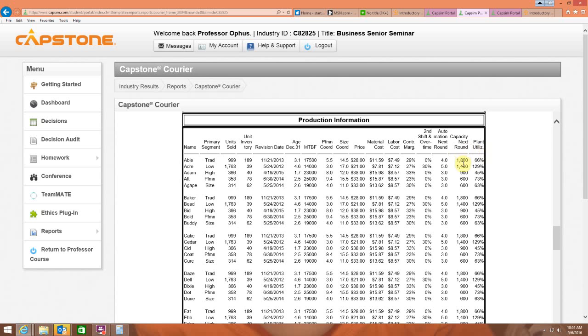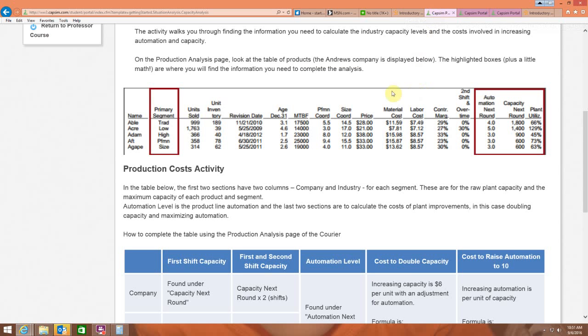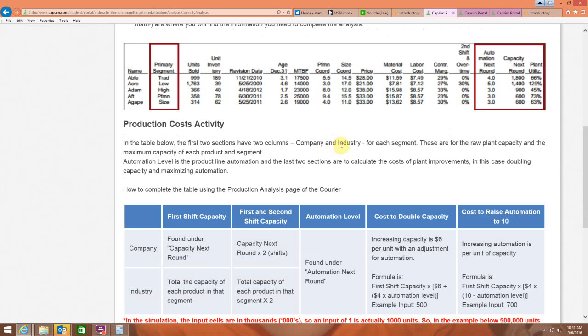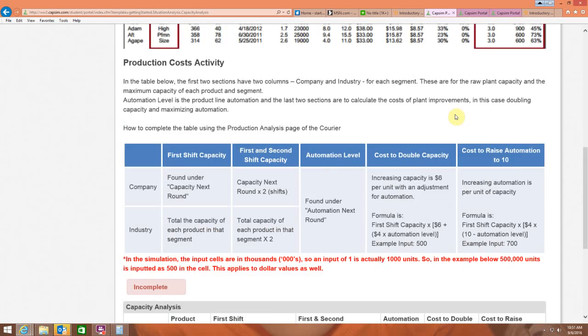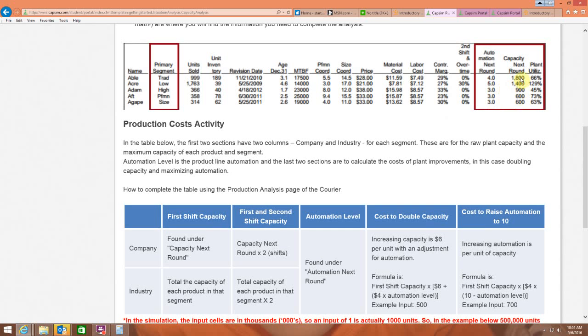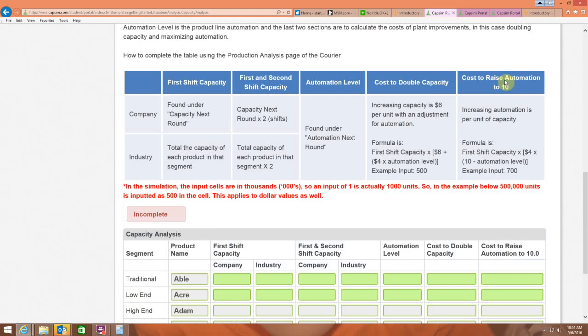Everybody starts the same. But this is just for the first shift. We have the ability to have 2 shifts. We're going to pay overtime if we do, but we have that ability. So if we can do 2 shifts, our capacity in the second shift would be the same, so our actual capacity is 2 times the first shift.